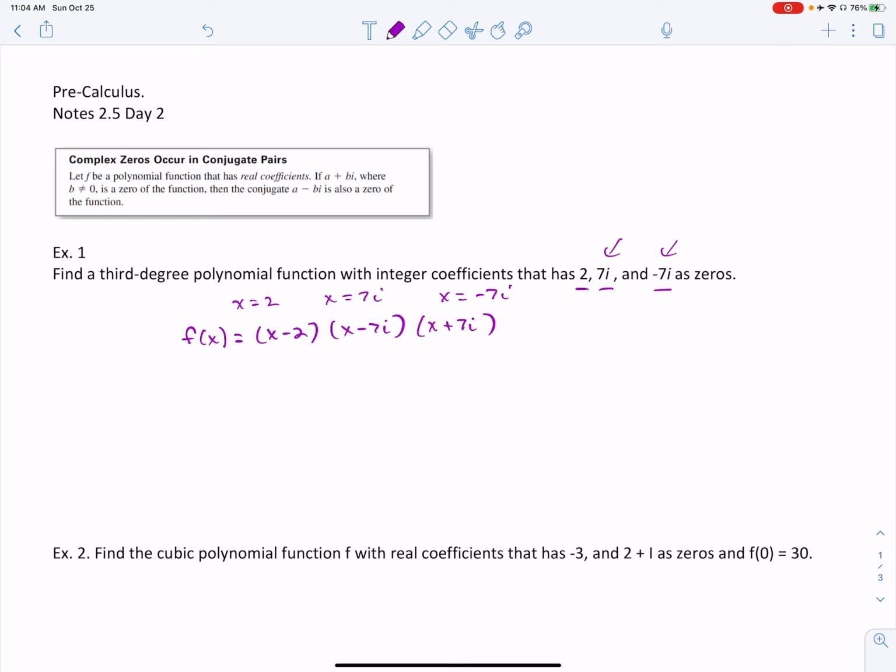So you're going to need to multiply this out. You can't leave it just in factored form. And so it needs to be a polynomial function. You need that function notation as you work through.